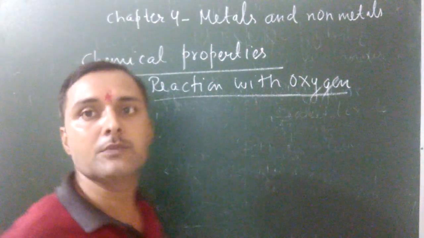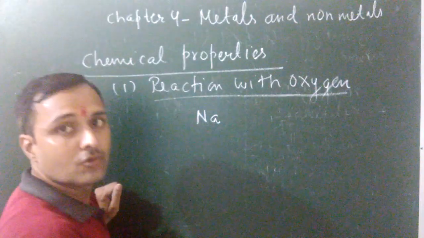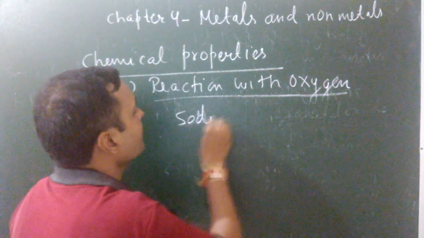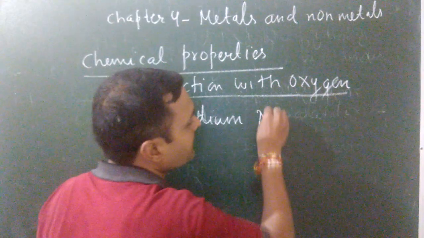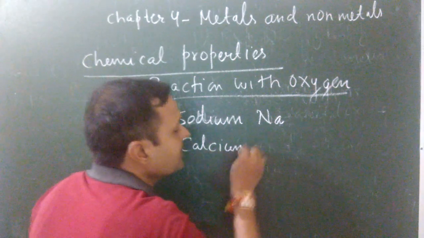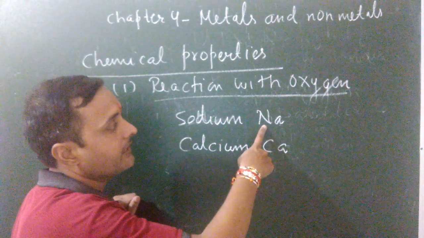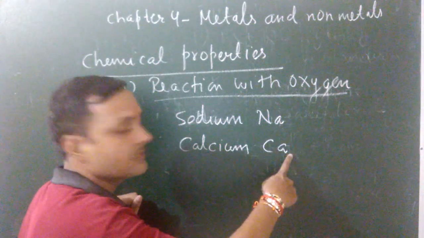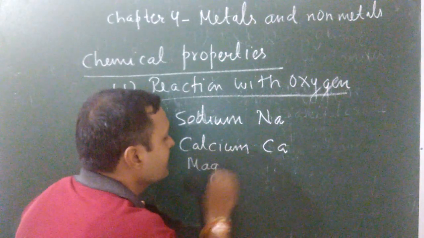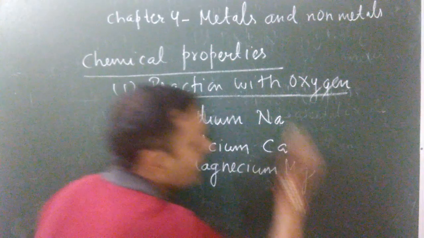First of all, you have to know the symbols. Sodium is represented by Na. Calcium is represented by Ca. You write the first letter in capital and the other in small. Again, capital, small. And the third one is magnesium, Mg. These are the most common metals given in the chemical reactions in your book.